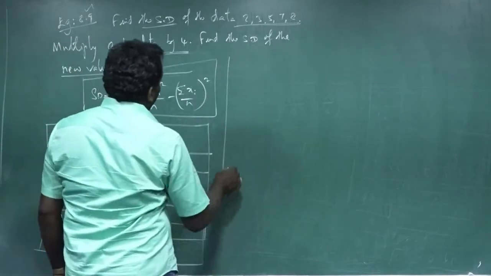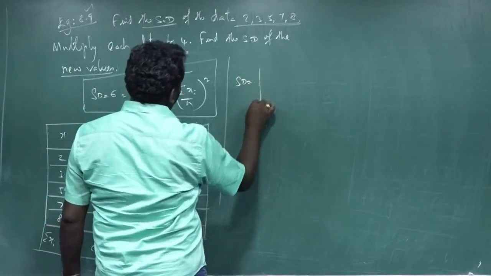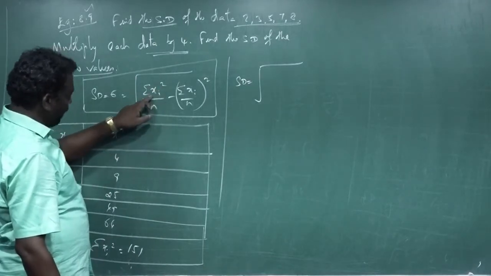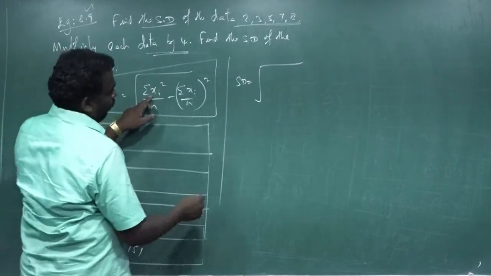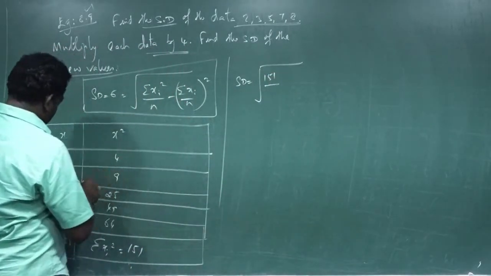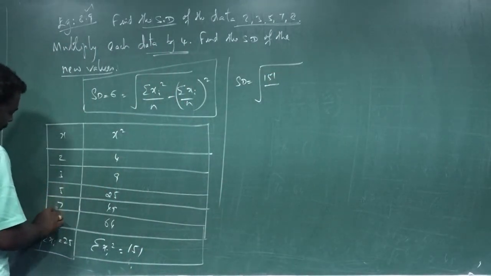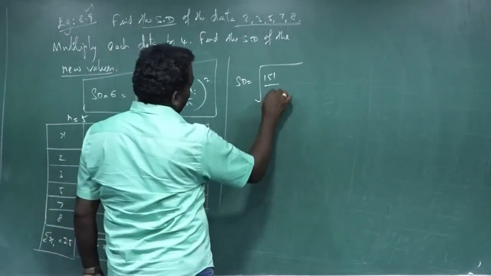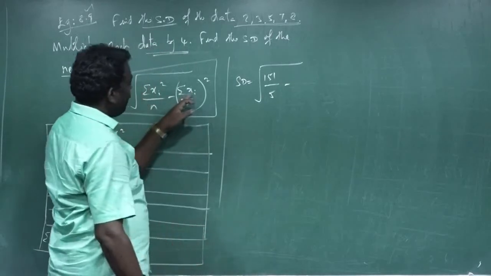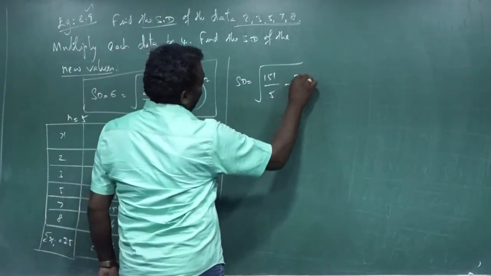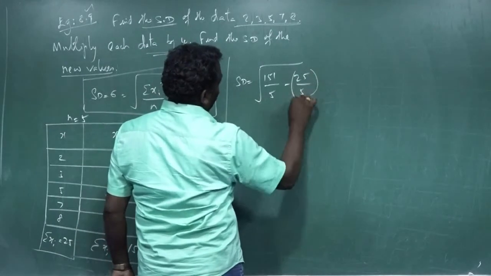Now just applying the formula, the standard deviation is equal to the square root of summation xi square by n, summation xi square value equal to 151, 151 by n value equal to what? Number of terms 1, 2, 3, 4, 5. Here n is equal to 5. N equal to 5 minus summation xi, summation xi equal to 25, 25 by n value equal to 5, whole square.